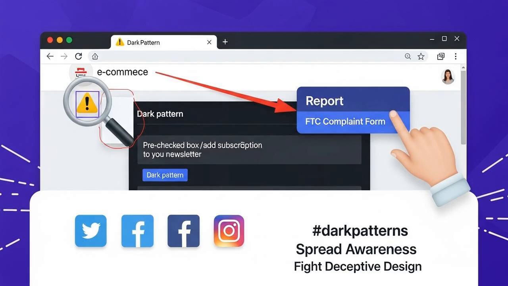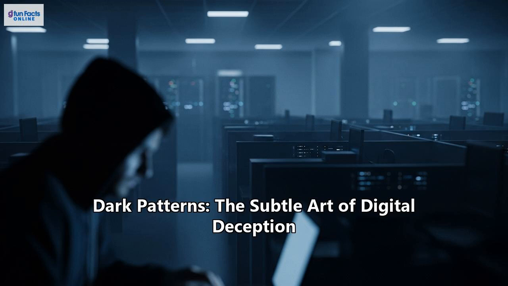There are even tools to help. Browser extensions like Dark Pattern Detector can scan websites and warn you about common tricks. And you can take action. If you encounter a dark pattern, report it. In the US, you can file a complaint with the FTC. You can also share it on social media with the hashtag #DarkPatterns to warn others. The fight against dark patterns is ultimately a fight for a more ethical digital world.